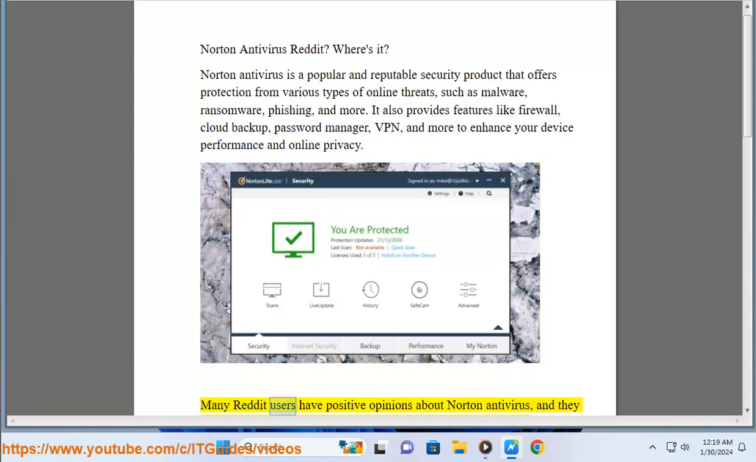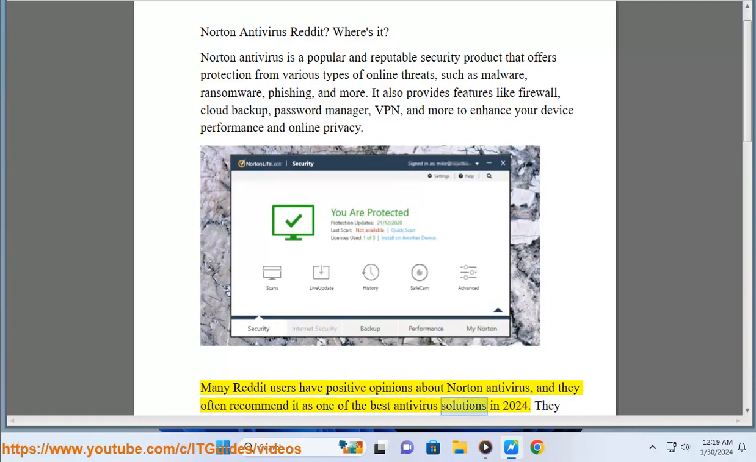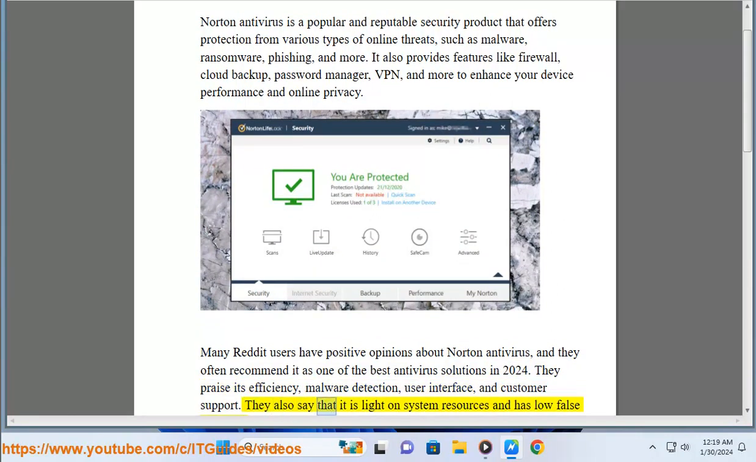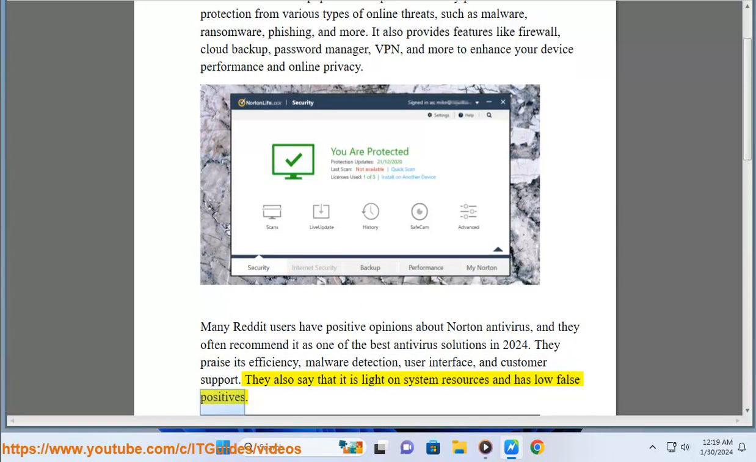privacy. Many Reddit users have positive opinions about Norton Antivirus, and they often recommend it as one of the best antivirus solutions in 2024. They praise its efficiency, malware detection, user interface, and customer support. They also say that it is light on system resources and has low false positives.